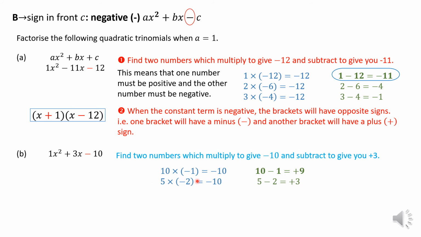Can you see that I have put the minus on the smaller number because I know I'm finding a positive number here. So if I take 10 minus 1, I get 9. That's not what I'm looking for. But 5 minus 2 is 3, because 5 times negative 2 is negative 10. So these are the numbers I'm looking for. One bracket is x minus 2, and one bracket will be x plus 5, as you can see in that particular case.